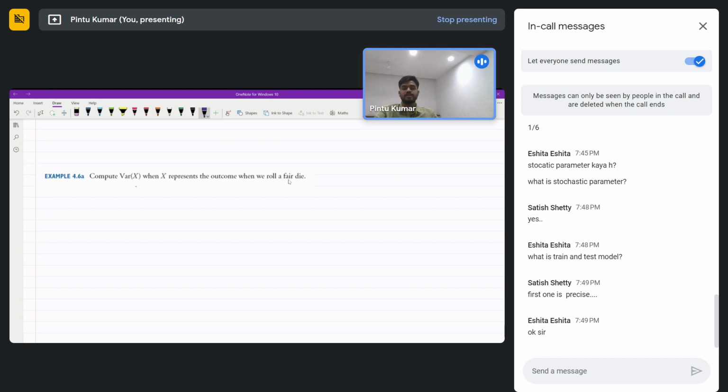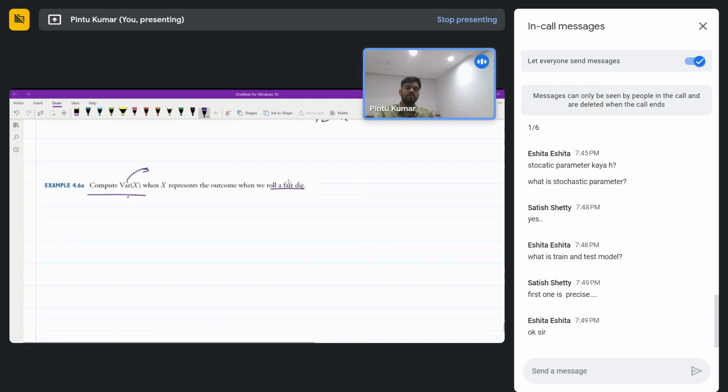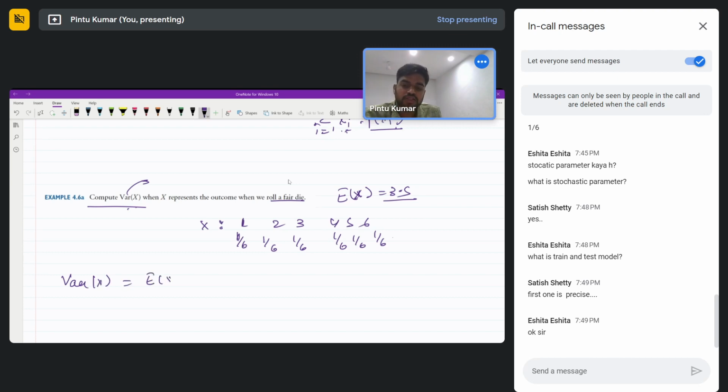Okay. So let's calculate the variance of x when you are rolling a die. Earlier we have already calculated the mean. The mean of this was 3.5. Now we have been asked to calculate the variance. So x takes 6 values, 1, 2, 3, 4, 5, 6. Each has probability 1 by 6. So to calculate variance of x, we want expectation of x square minus mu square, right? This is also denoted by mu. So we already have mu.